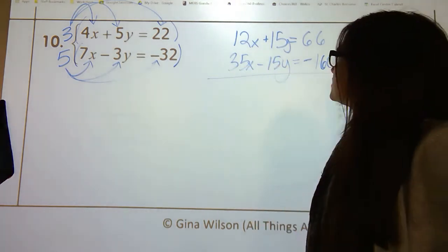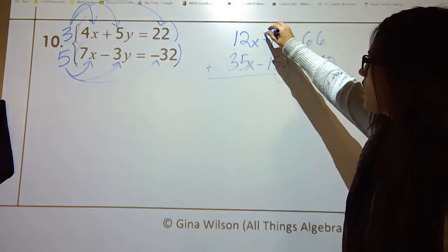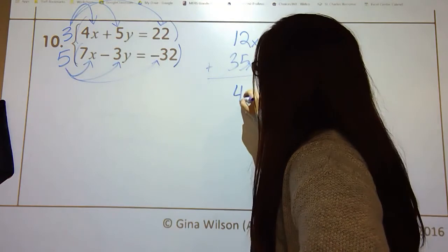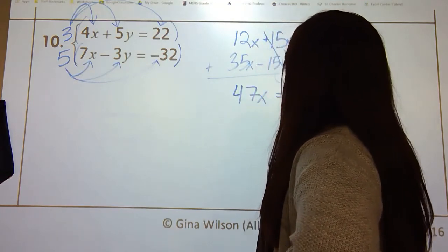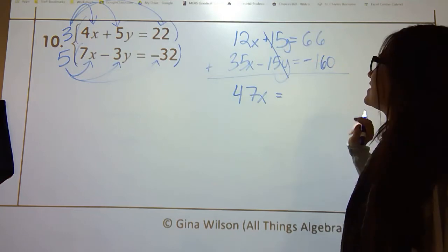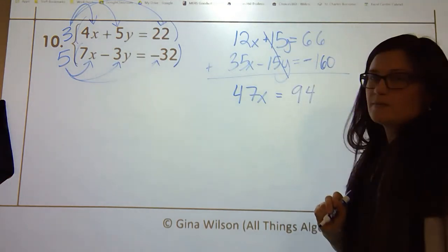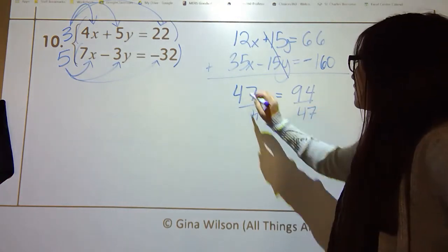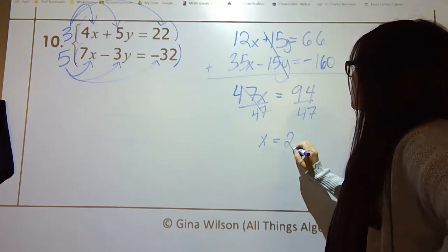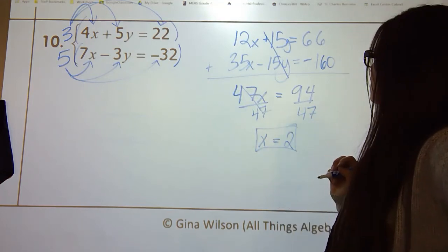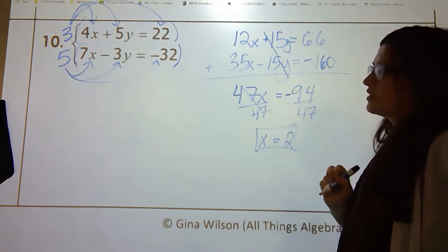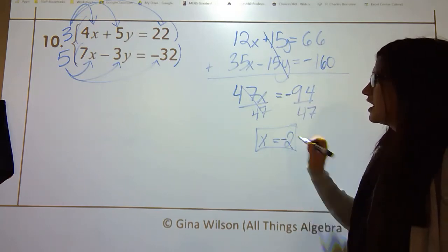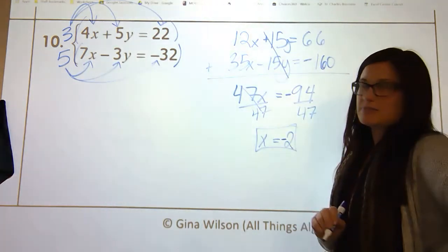Okay. Now they're ready to be combined because my 15y, negative 15y go away. I got 12x plus 35x gives me 47x. Equals 66 minus 160 is going to give me 94. Okay, and then when I divide by 47, I end up getting x equals 2. Oh, hold on. Negative 94. Sorry, 66 minus 160 is negative 94. So this will be negative 2. Those dang negative signs, I'm telling you.